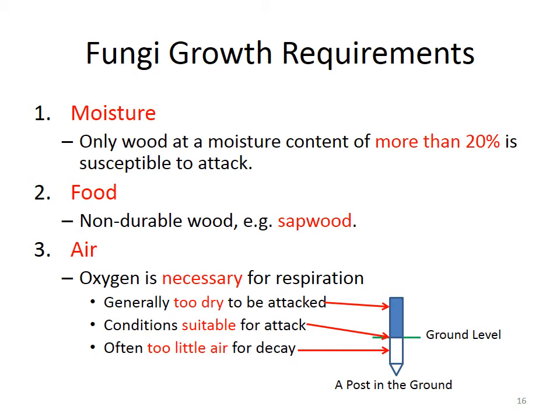Oxygen is necessary for respiration to take place. Remember, the fungi is a living organism, and so it needs oxygen to survive. So we can see an example there in the diagram in the bottom right hand corner, just an example of a stake that's driven into the ground, maybe a post that's driven into the ground. So generally the top of the stake will be too dry to be attacked, because although it might rain on it, the sun will come out and dry it out, so it's going to be drier probably as much as it's going to be wet, and so generally it's going to be too dry for attack to take place.